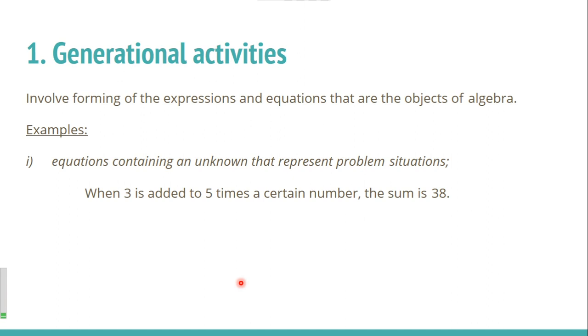To recap on each of these three activities, let's take another look at the first activity, generational activities, which involve forming the expressions and equations that are the objects of algebra. First example, equations containing an unknown that represent problem situations, such as when 3 is added to 5 times a certain number, the sum is 38. The question here is, what is the unknown? So the unknown here is a particular number, a certain number. So let x be the number. We're assigning a variable to the unknown. Since there are two operations for this problem situation, addition and multiplication, our representation will be 3 plus 5x equals 38.